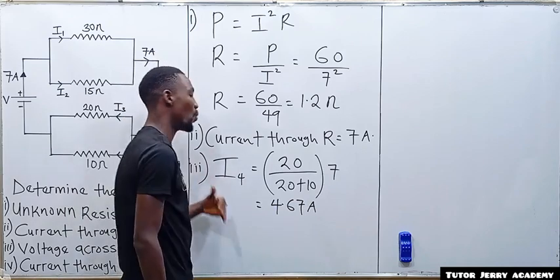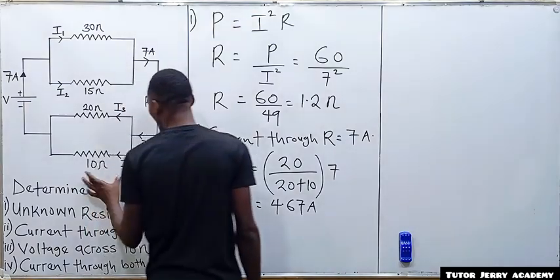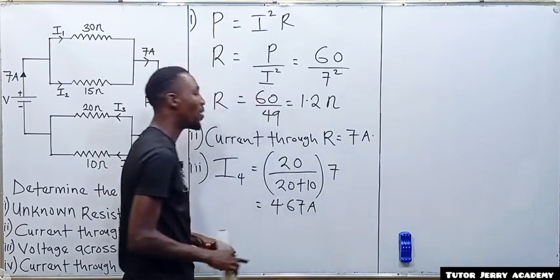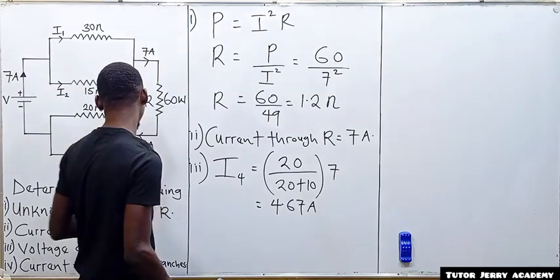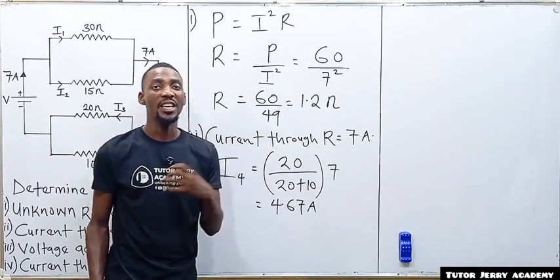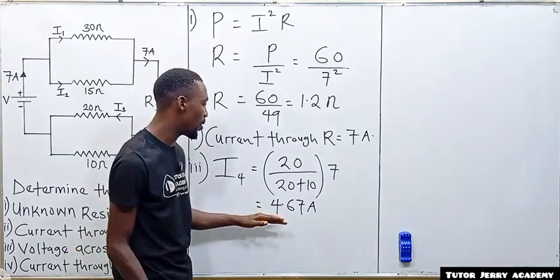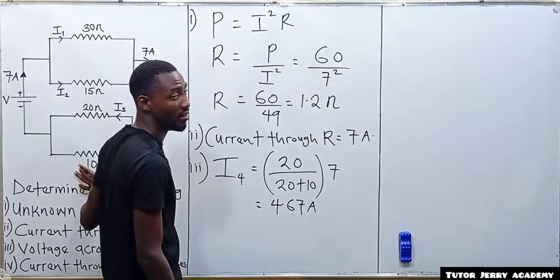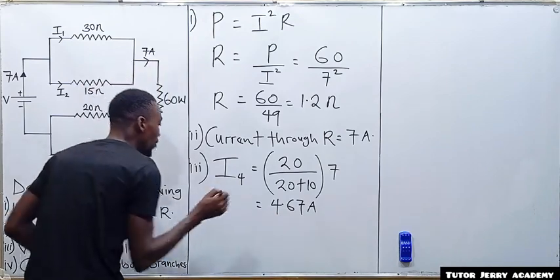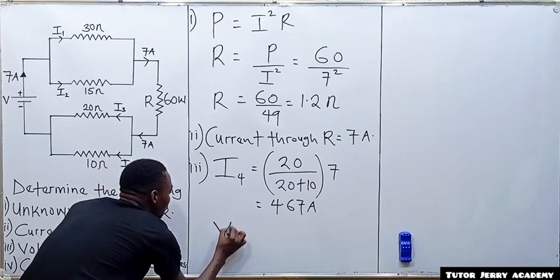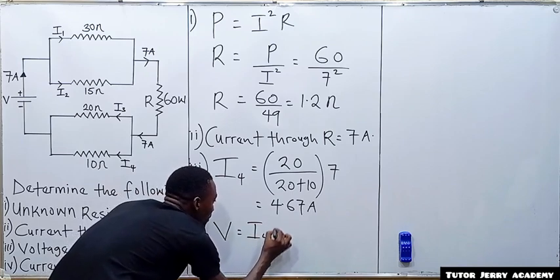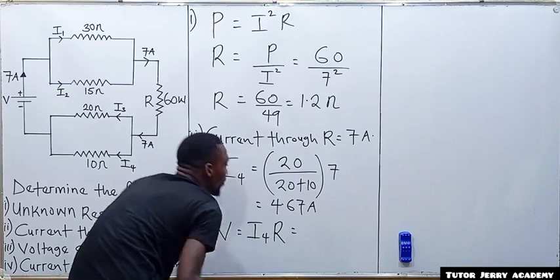All right, now that we know the current that is going through the 10 ohms resistor to be 4.67 ampere, we can therefore find the voltage across these 10 ohms, because we know from Ohm's law that V is equal to what? IR. So now that we know the current and we know the resistor there, which is 10 ohms, we can find the voltage. So V across 10 ohms will be equal to I4 multiplied by what? R, which is equal to what?